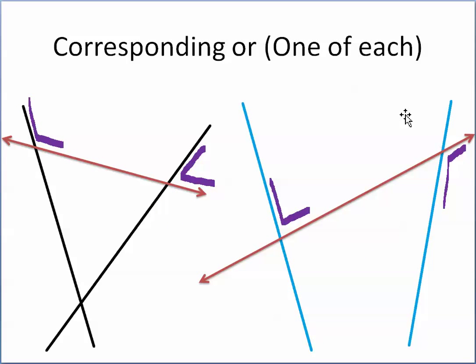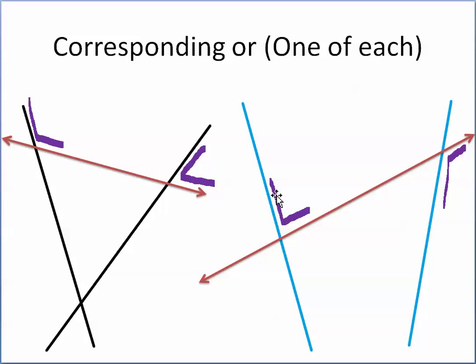And then we have what are called corresponding angles. I like to think of that as one of each, almost like belly buttons. You've got an innie and an outie. And so with corresponding, we have an angle that's on the inside, and here we have an angle that's on the outside. So we have one of each. And you'll notice that these two angles right here are on the same side of our transversal line. So they're corresponding same side.